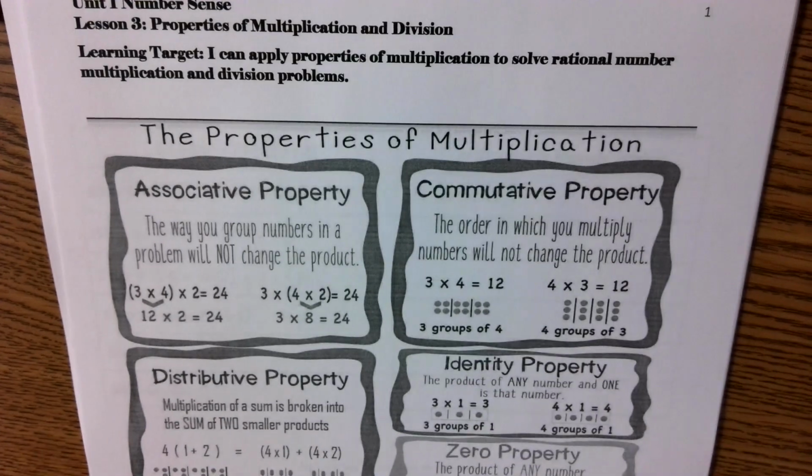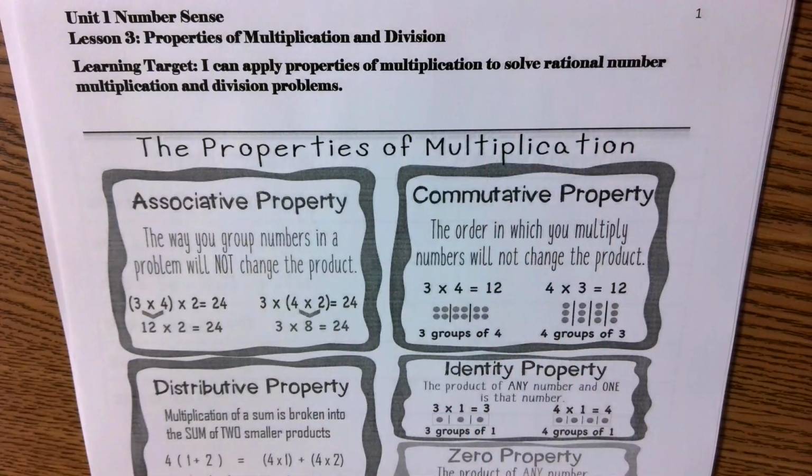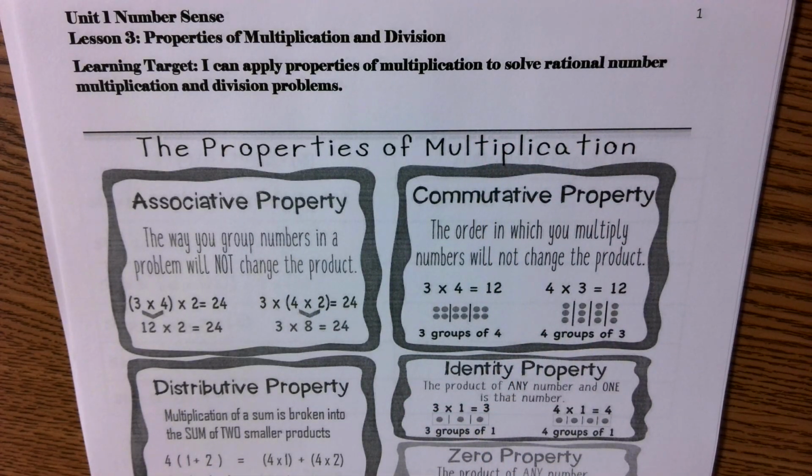Okay, lesson 3 for today, what we're going to be focusing on is the properties of multiplication to solving rational numbers for their multiplication and division problems. So we're looking at the properties now. Last week we focused on properties for addition. This time we're focusing on the properties of multiplication.